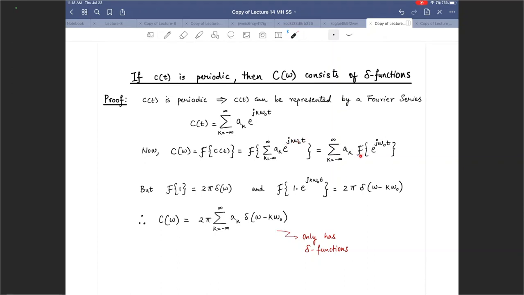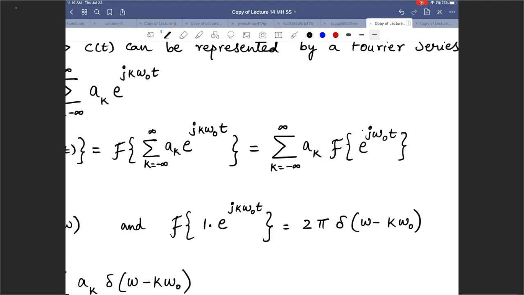So I can bring in the Fourier transform operator inside. Once I do that, I'm interested in finding out the Fourier transform of e to the j k omega naught t. This is a property, right? The Fourier transform of a constant 1 is 2 pi delta of omega, which means if I use the frequency shift property here, I get the Fourier transform of 1 times e to the j k omega naught t will be 2 pi delta of omega minus k omega naught. Very similar to a homework problem that you guys are working on right now. Using this over here, I can say the Fourier transform of e to the j k omega naught t is going to be 2 pi delta of omega minus k omega naught, which comes up over here. Oh, I missed a k there.